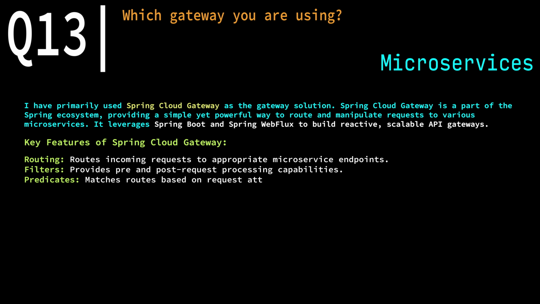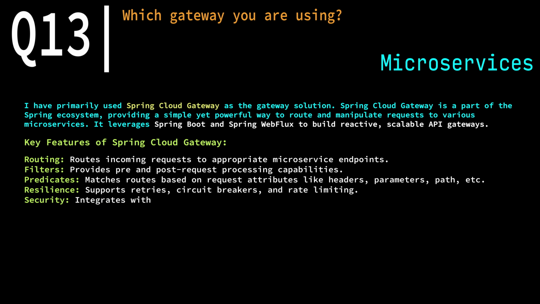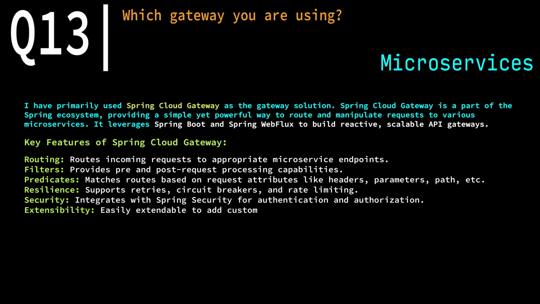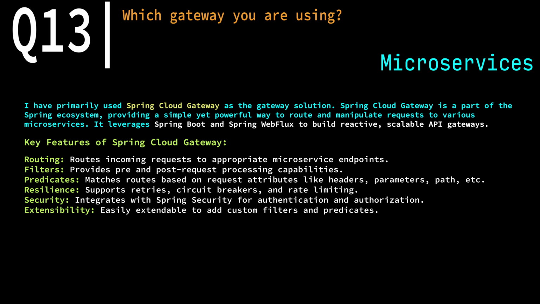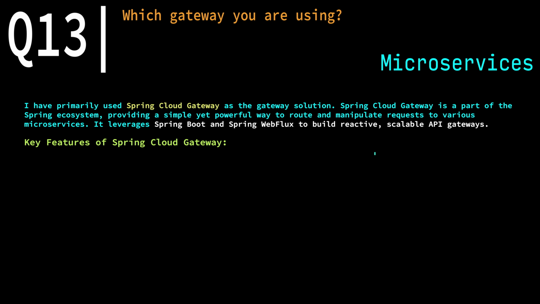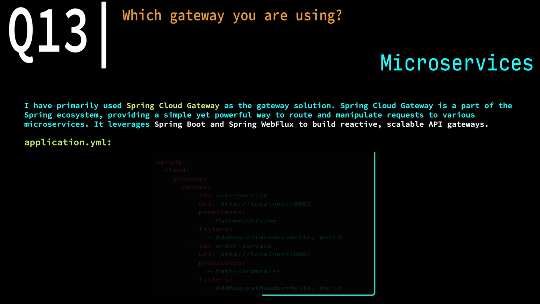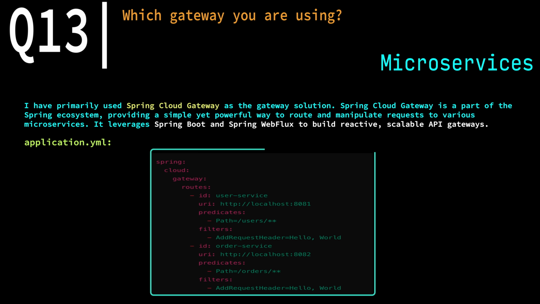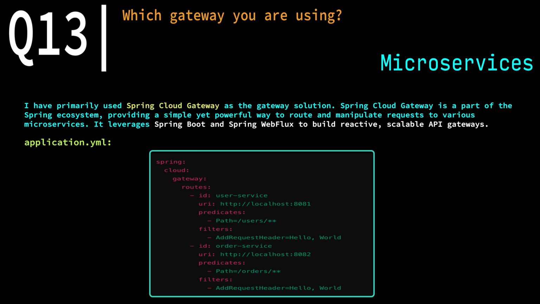Okay. So usually Spring Cloud Gateway provides WebFlux to build reactive scalable API gateways. Spring Cloud Gateway also supports common aspects or concerns like routing, filters, predicates, resiliency, security, and extensibility. Extensibility is nothing but adding more custom filters to secure the routes. You can see a sample configuration for a Spring Cloud Gateway. This is how usually we will define the routes. For every route we will just define an ID, and we will give the URL.